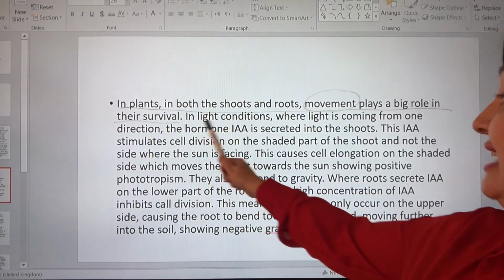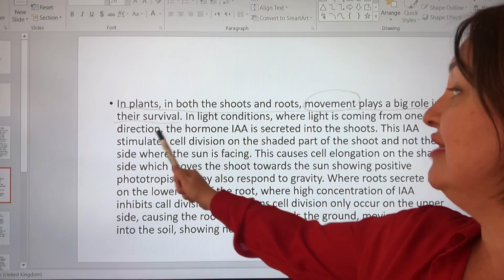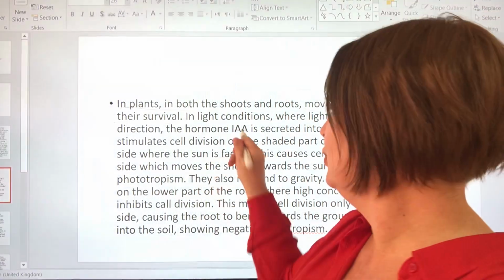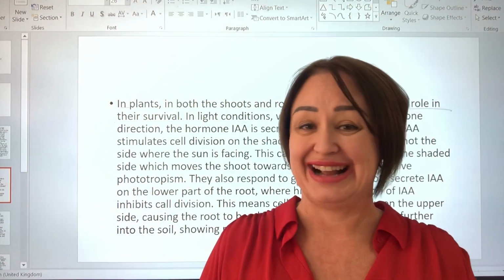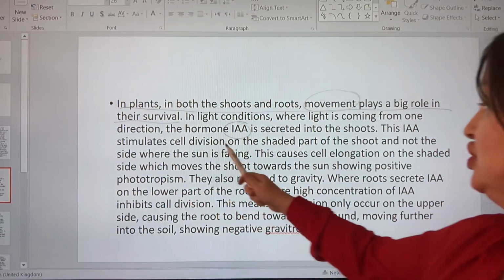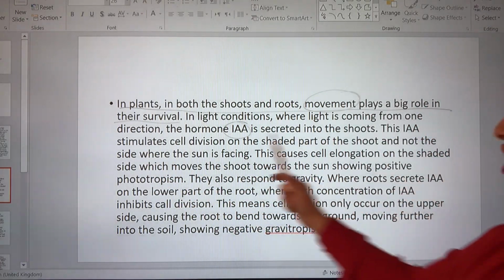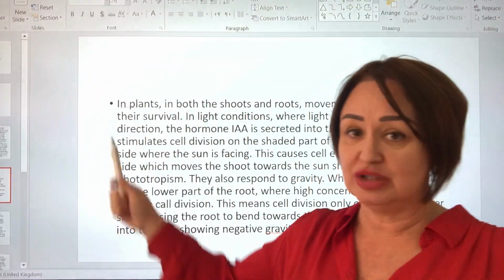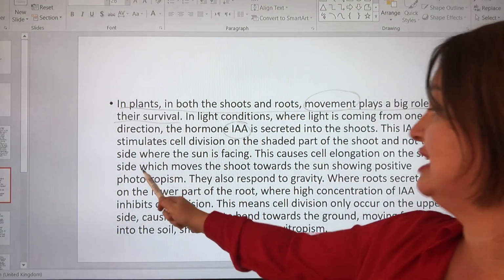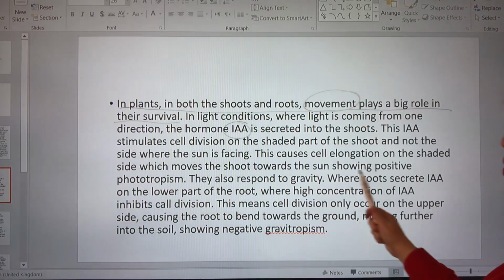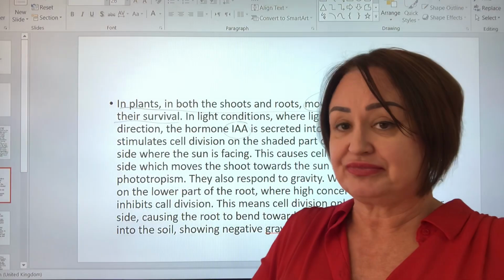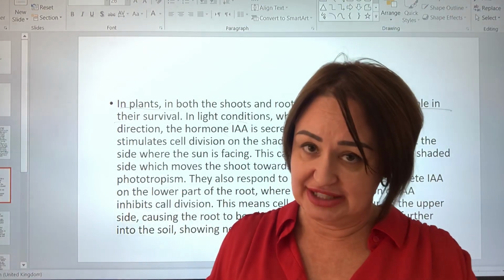She's then said, in light conditions where light is coming from one direction, the hormone IAA is secreted into the shoots. So straight away, we're into A-level. We don't talk about IAA at GCSE. This IAA stimulates cell division on the shaded part of the shoot and not the side where the sun is facing. She could have talked about mitosis there. This causes cell elongation on the shaded side, which moves the shoot towards the sun, showing positive phototropism. They also respond to gravity. It's not been particularly difficult or sophisticated in what she's done.